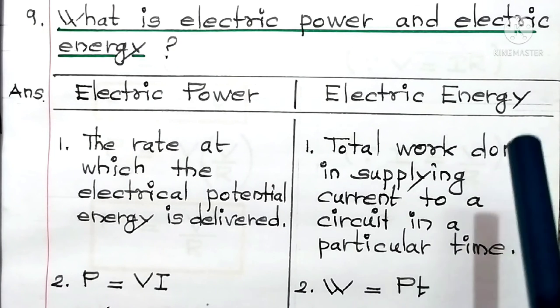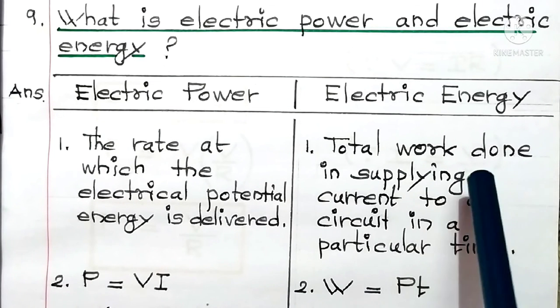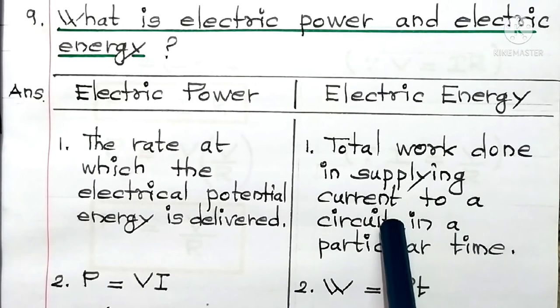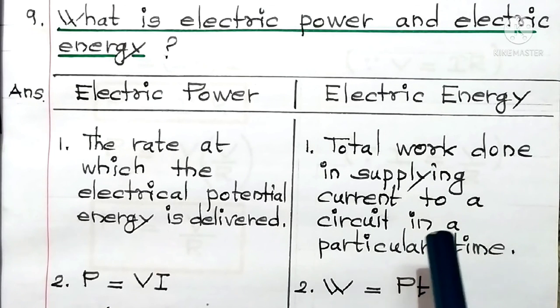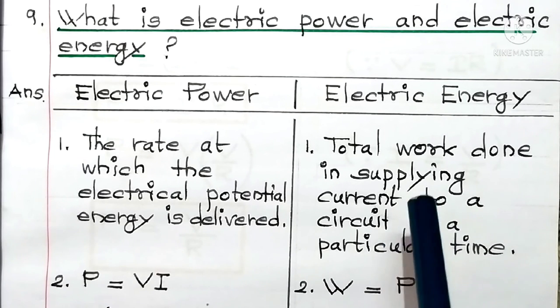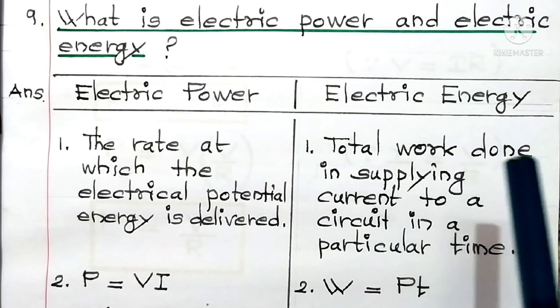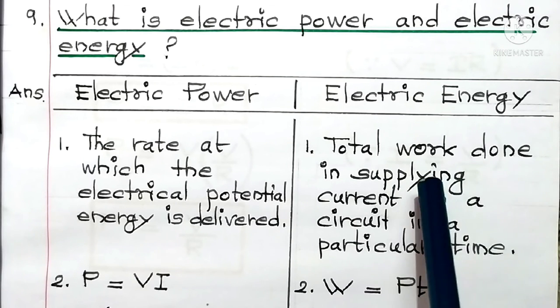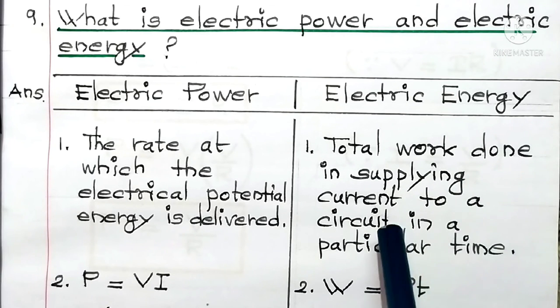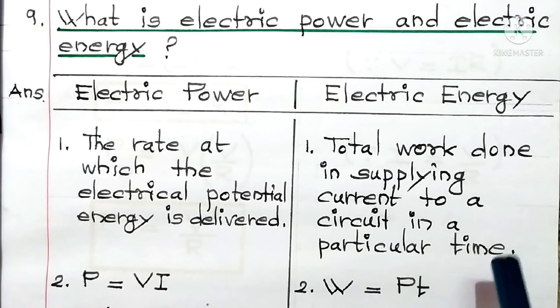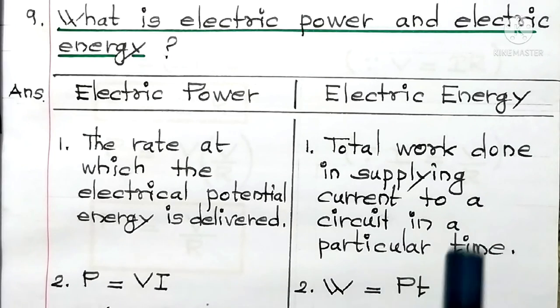Electric energy is the total work done in supplying current to a circuit in a particular time. So in a particular time, some amount of current should be supplied to a circuit. For that, some sort of work must be done. That total work done in supplying current to a circuit in a particular time is known as electric energy.